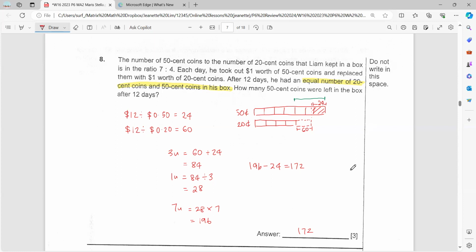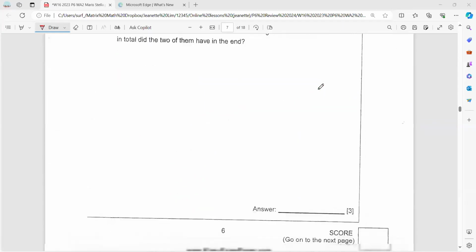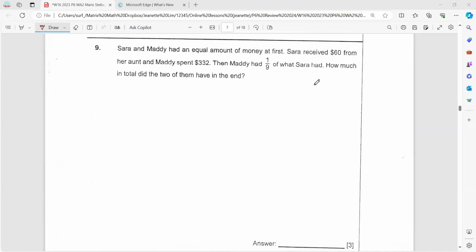Now let's look at question 9. Sarah and Maddie had an equal amount of money at first. Sarah received $60 from her aunt and Maddie spent $332. Then Maddie had 1/9 of what Sarah had. How much in total did the two of them have in the end?